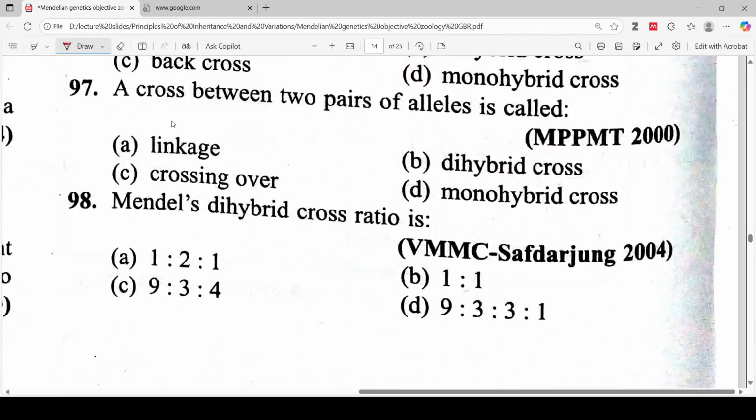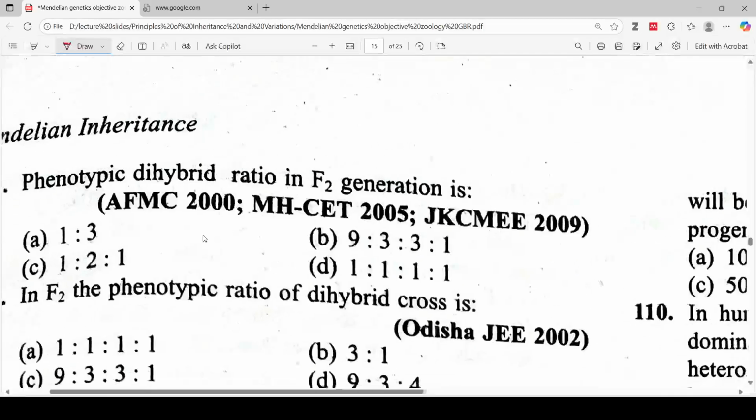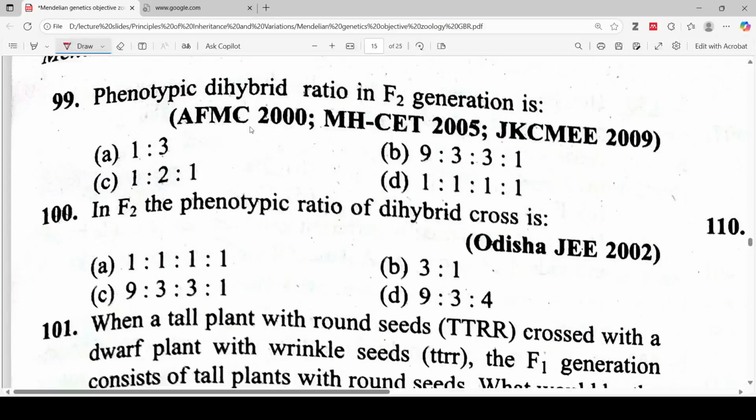Dihybrid cross. A cross between two pairs of allele is called dihybrid cross. The Mendel's dihybrid ratio is. Option D is the correct answer. Next question. The phenotypic dihybrid ratio in F2 generation is. Option B. Correct answer. The next question.